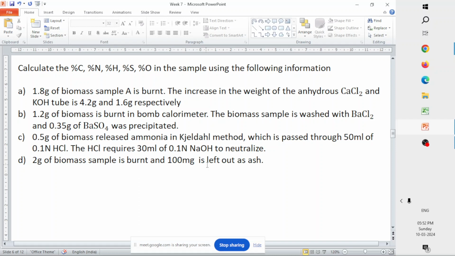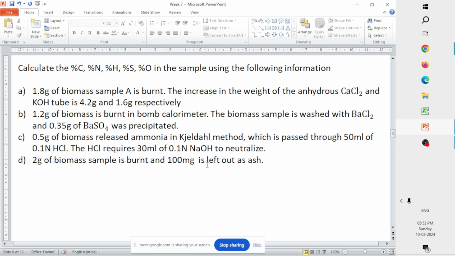Once it starts burning, the heat is released. You have a water jacket that surrounds the bomb or the metal pressure vessel, and once the heat is generated, the water starts absorbing it. The rise in the temperature of the water can be recorded outside through a thermo sensor or a thermocouple. That rise in temperature is considered to be the amount of heat generated in the combustion chamber, because you cannot directly evaluate the heat using any instrument.